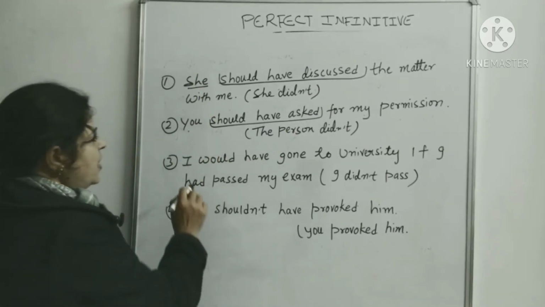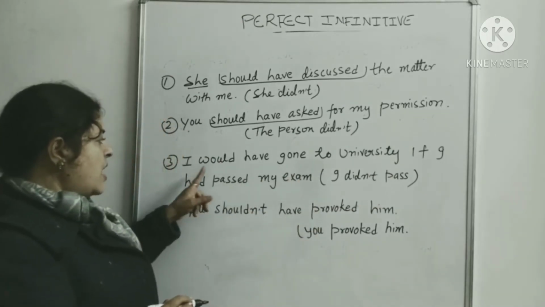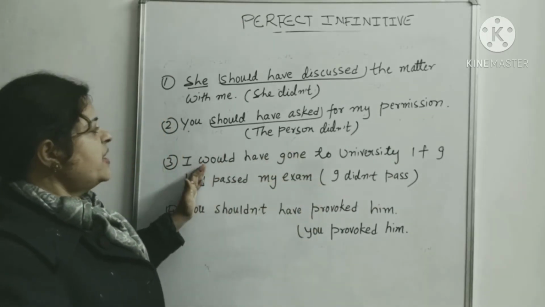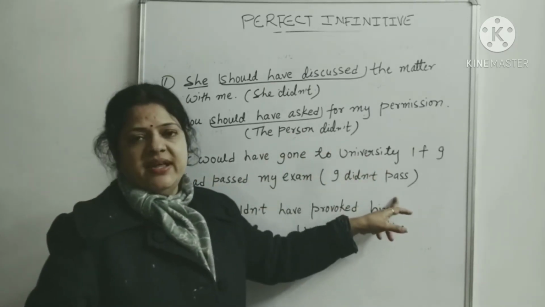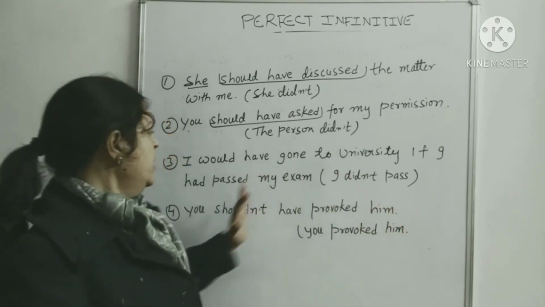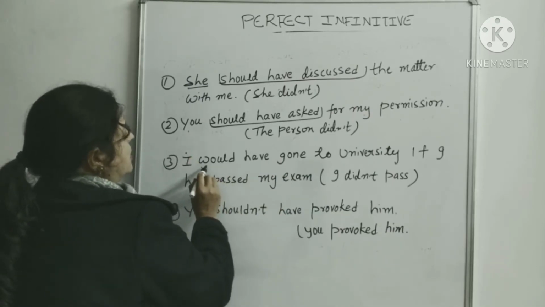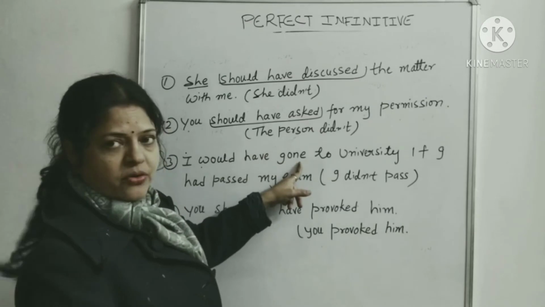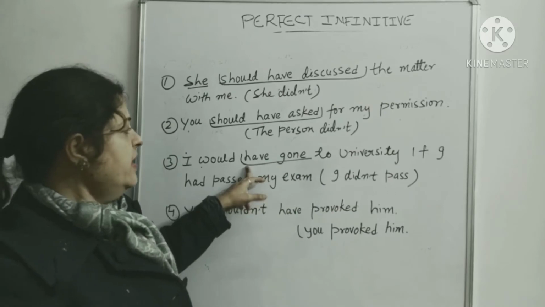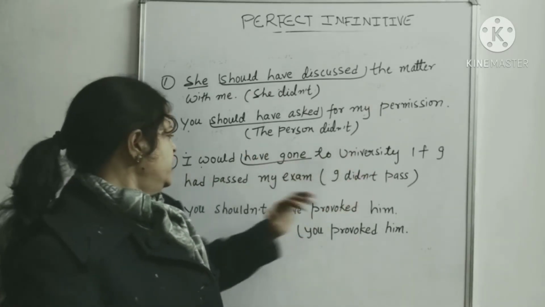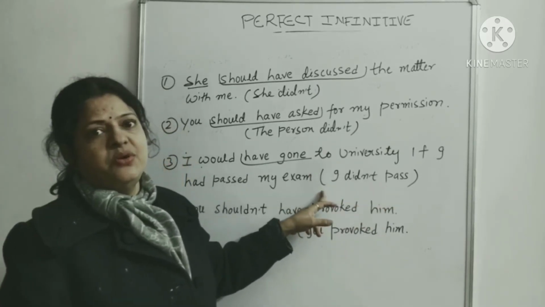ठीक है. I would have gone to university if I had passed my exam. I would have gone to university. मैं यूनिवर्सिटी जाती अगर मैं एग्जाम पास कर लेती. I didn't pass, लेकिन मैंने एग्जाम पास नहीं किया. ओके, I would have gone. So यहाँ पे मैं देख रही हूँ सब्जेक्ट, फिर उसके बाद है आपका मॉडल ऑक्सिलरी, have gone. ओके, ये है आपका परफेक्ट इन्फिनिटिव. टू हैव गॉन था लेकिन यहाँ पे टू नहीं लिखा है, तो I would have gone to university if I had passed my exam. तो यहाँ पे है I didn't pass, इसका मतलब मैं पास नहीं हुई हूँ, तभी ये सेंटेंस बोला गया.